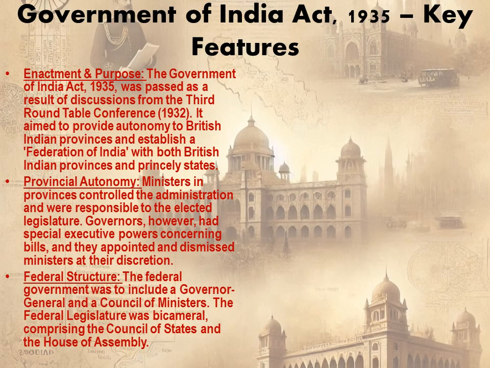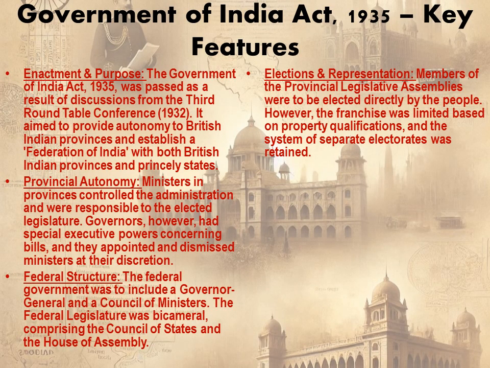Before independence, according to the Government of India Act, there was to be a Council of States and also a House of Assembly. So the structure was federal, there was a bicameral legislature, and the two houses in that bicameral legislature were the Council of States and the House of Assembly. Elections and representation. Members of the provincial legislative assemblies were to be elected directly by the people. Just like now, there were votes, and the members of the provincial legislative assemblies were to be elected directly.